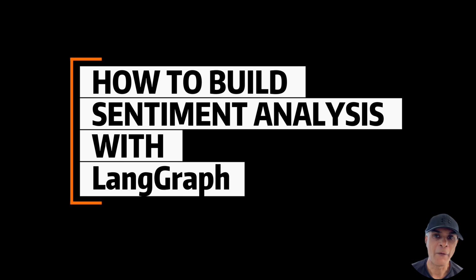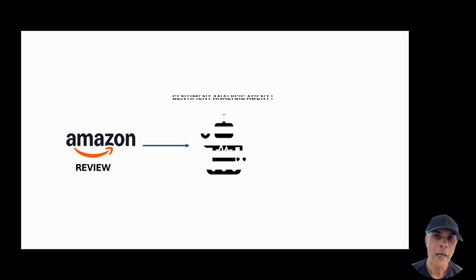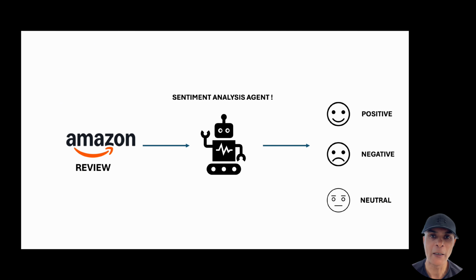I'll be using LangGraph, which is an agentic AI framework. I'll also be using an OpenAI large language model. We'll take a table which has customer reviews from Amazon, and these reviews are expressed in natural language and are completely unstructured text. Our sentiment analysis agent will predict the sentiment for each review such as positive, negative, or neutral.